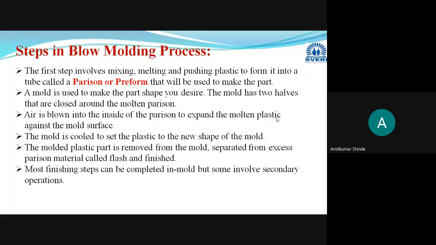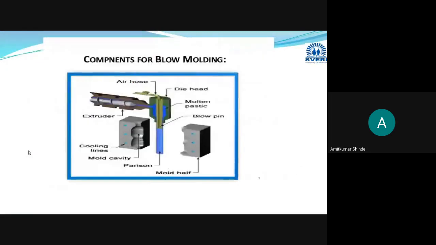Then one cooling arrangement will be provided in that mold cavity. Due to that cooling, it will get solidified. Whichever molten plastic we have, or that preform, it will get solidified due to the cooling. And in the fourth stage, we are going to remove that mold cavity and take the product out from that mold cavity, and some finishing operation will be performed. So these are the steps involved in the blow molding.